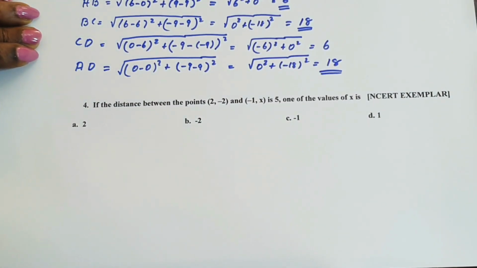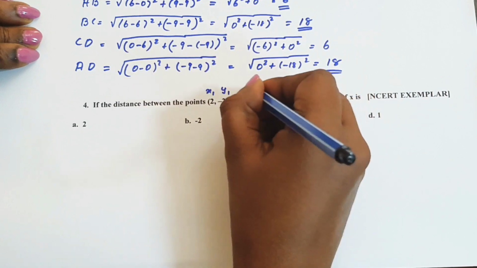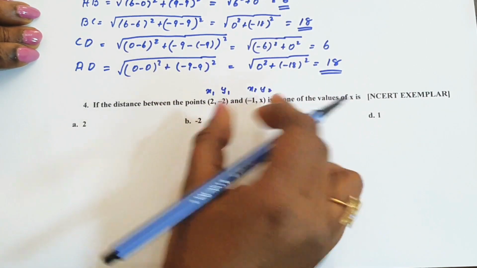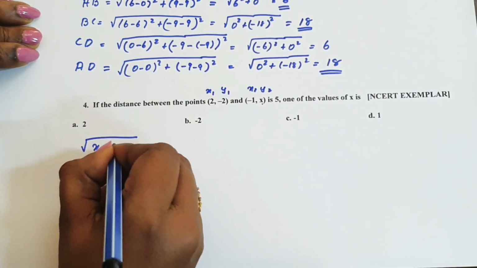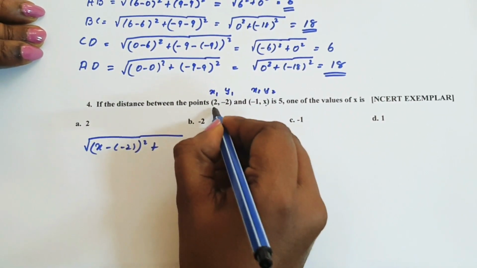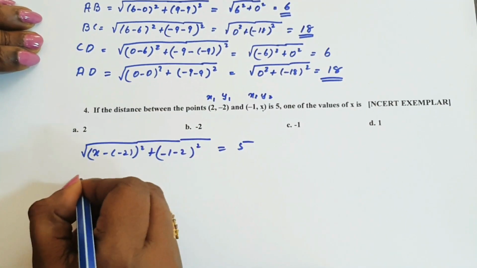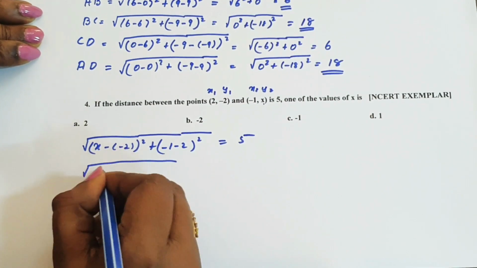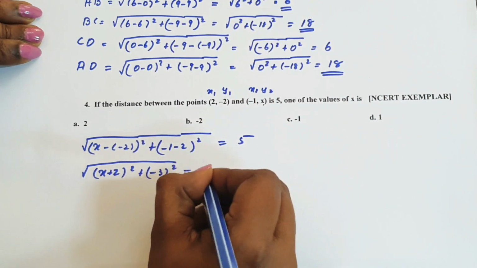Question number 4 is, if the distance between the points 2, minus 2 and minus 1, x is 5, one of the values of x is. Now distance formula obviously, so we'll write this as x1 y1 and x2 y2. So the distance between these 2 points is given to us as equal to 5. So root of y2 minus y1, so x minus 2 the whole square, plus x2 minus x1, minus 1 minus 2 the whole square is equal to 5. So that will give us x plus 2 the whole square plus minus 3 the whole square is equal to 5.